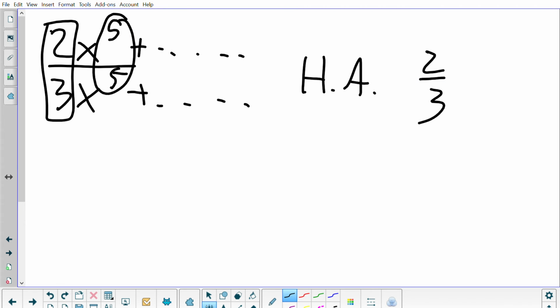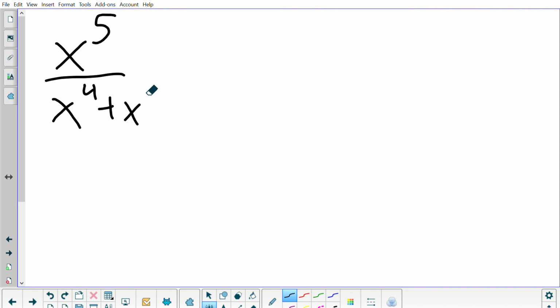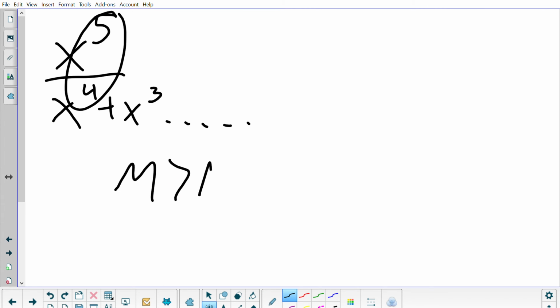And then if we had x to the 5th over x to the 4th plus x to the 3rd and so on, because 5 is bigger than 4, that means m is greater than n. We're going to say that there's no horizontal asymptote.